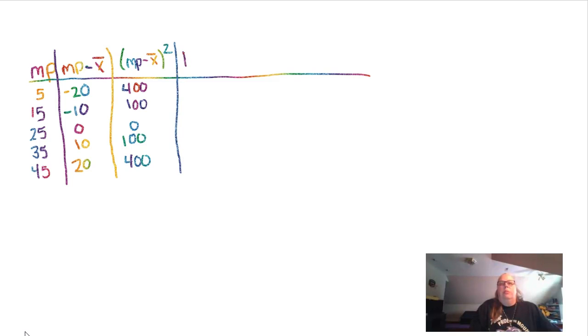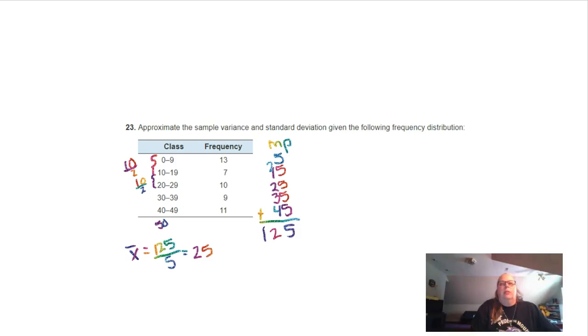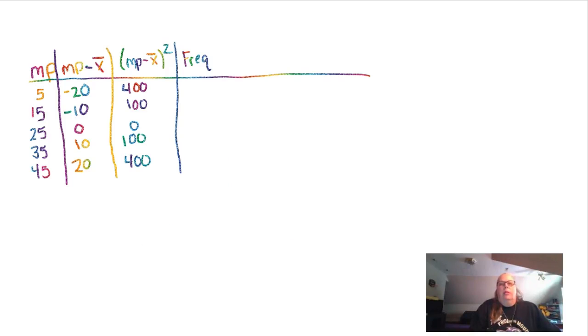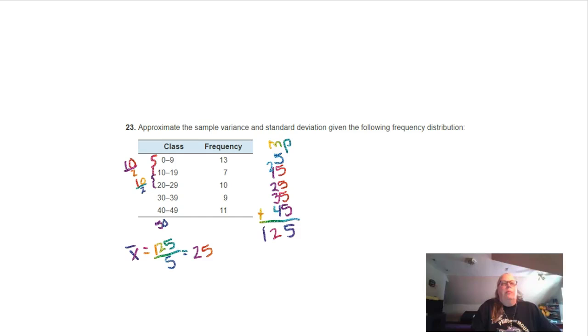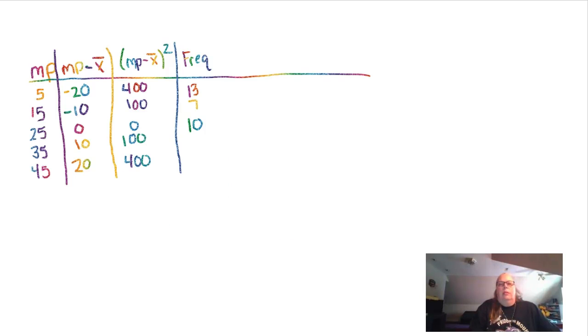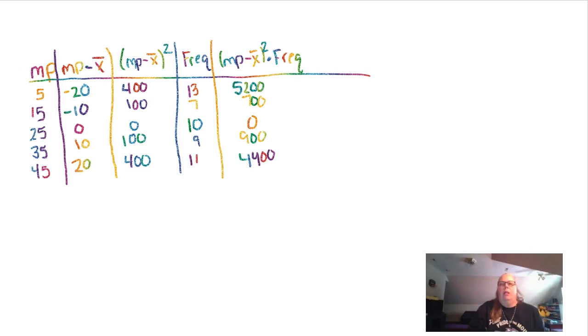And then I'm supposed to multiply this by the frequency. So let's go back and get the frequencies. 13, 7, 10, 9, and 11. All right, so we're going to take our midpoint minus the mean squared and multiply it by the frequency. All right, so now I have all of the midpoint minus mean squared times the frequency.